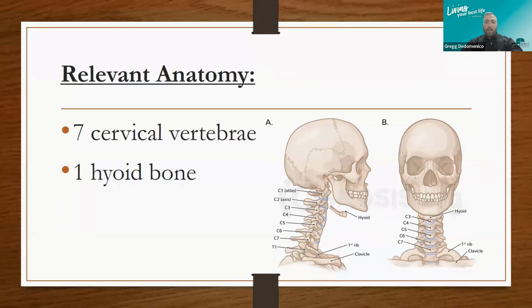So first, just some relevant anatomy in the cervical spine. There are 7 cervical vertebrae. They're the 7 bones that link the head down to the shoulders and to the chest. And there's one hyoid bone, which is free floating there in the front of the diagram just below the jaw. It serves primarily as an attachment site for muscles.